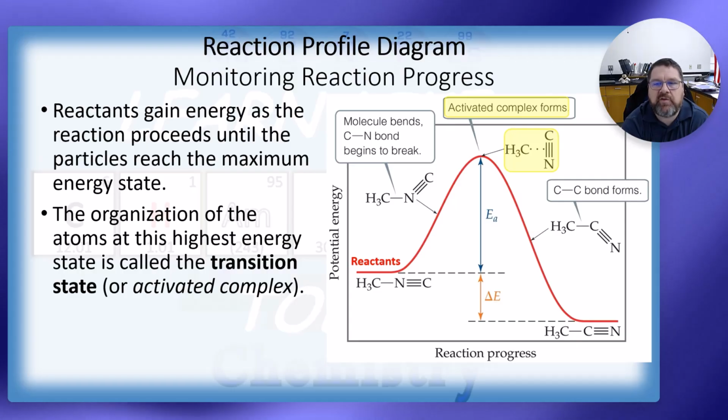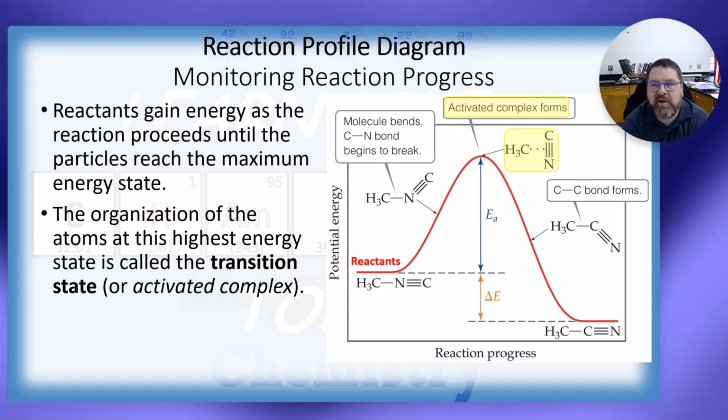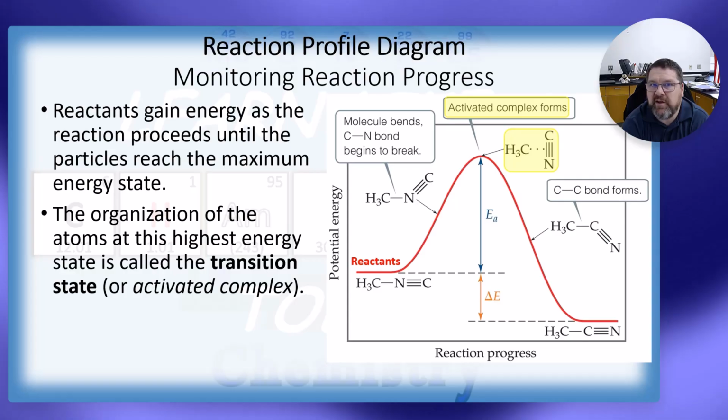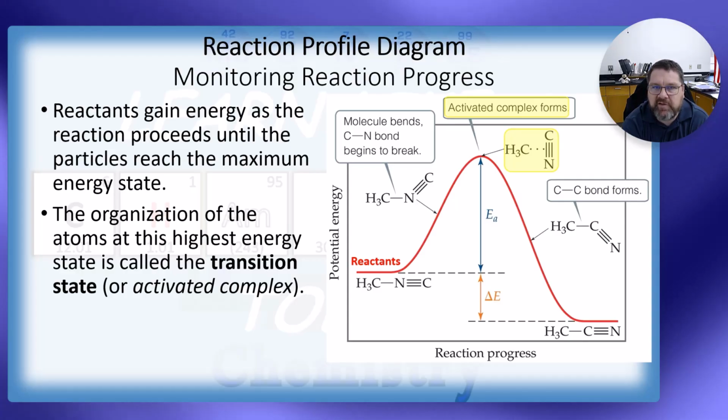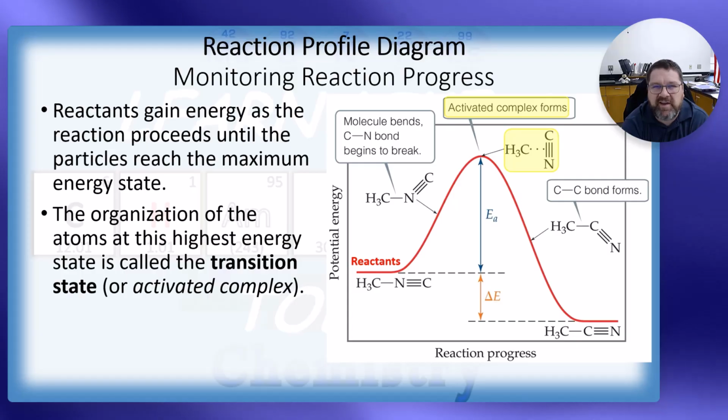You cannot bottle up an activated complex form of a molecule and store it on the shelf, for instance. That's not to be confused with intermediates, where it is possible for an intermediate in a multi-step mechanism that you can actually isolate that.